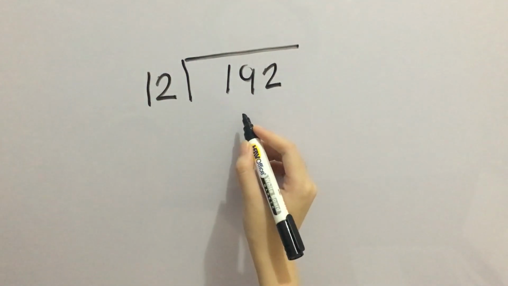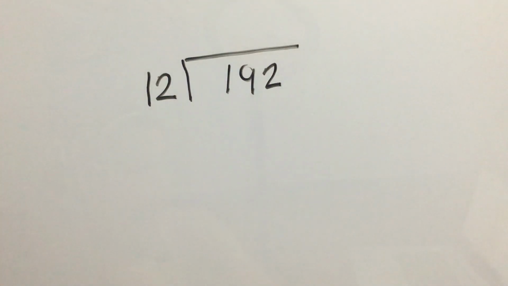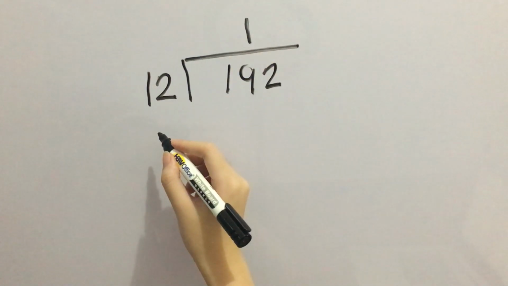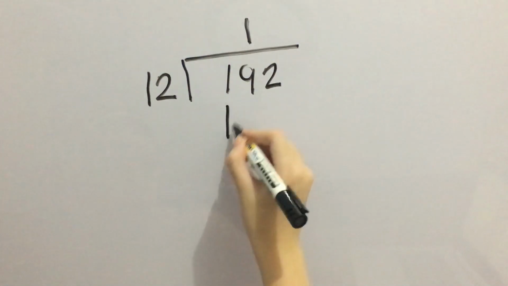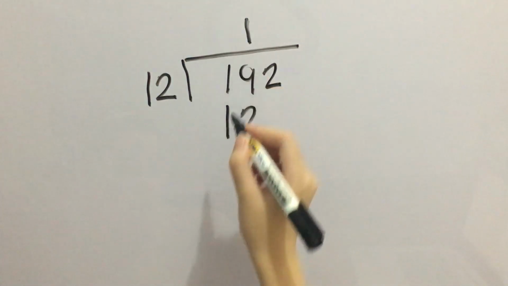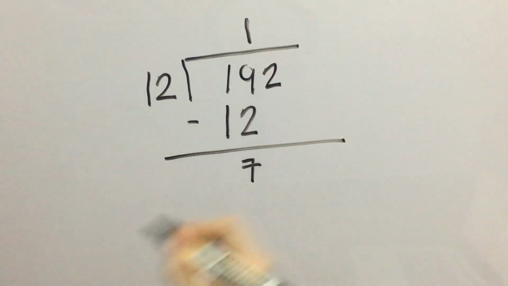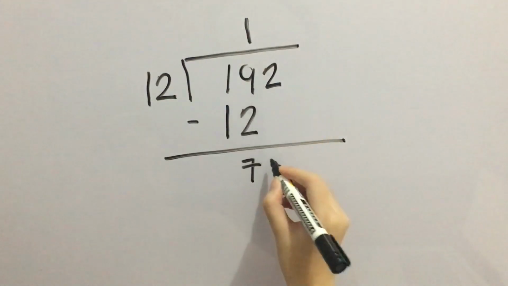Divide 19 divided by 12 equals 1. Put 1 in the quotient over the tens place. Multiply 1 times 12 equals 12. Subtract 19 minus 12 equals 7. For step 3, we will move to the next digit, so we bring down 2.